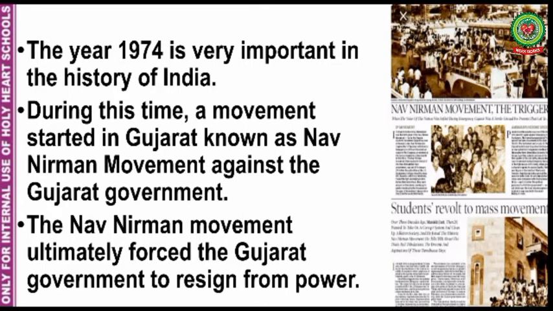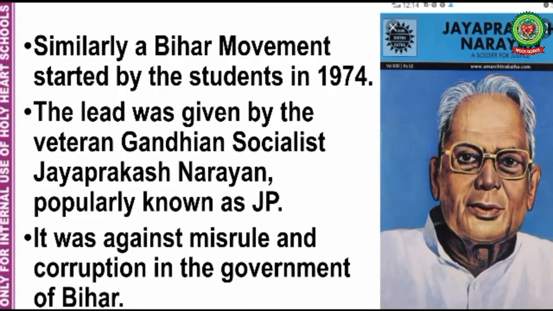It was basically led by the middle class people and the students against the poor economic condition of Gujarat after independence. The movement was very successful and it forced the elected government to resign. Similarly, a Bihar movement started by the students in 1974. The lead was given by veteran Gandhian socialist Jai Prakash Narayan, popularly known as JP. It was against misrule and corruption in the government of Bihar.